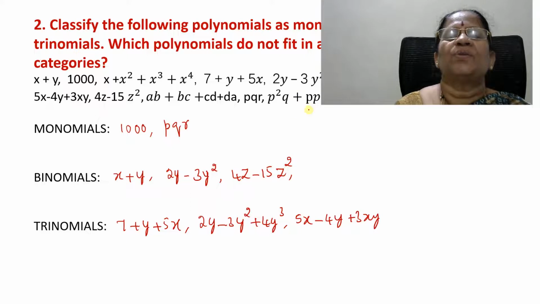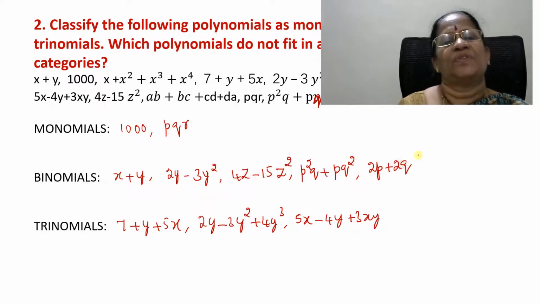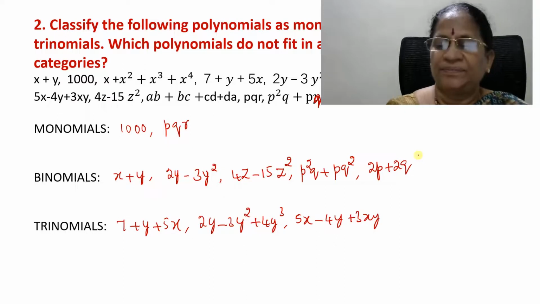Then p square q plus pq square. This must be pq square, I believe. Change this, please. So this is a binomial. p square q plus pq square is a binomial. Then 2p plus 2q is also a binomial.